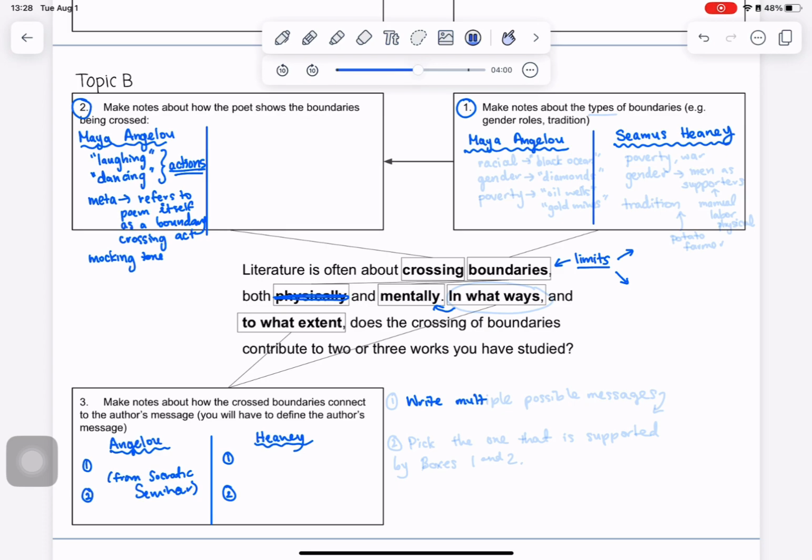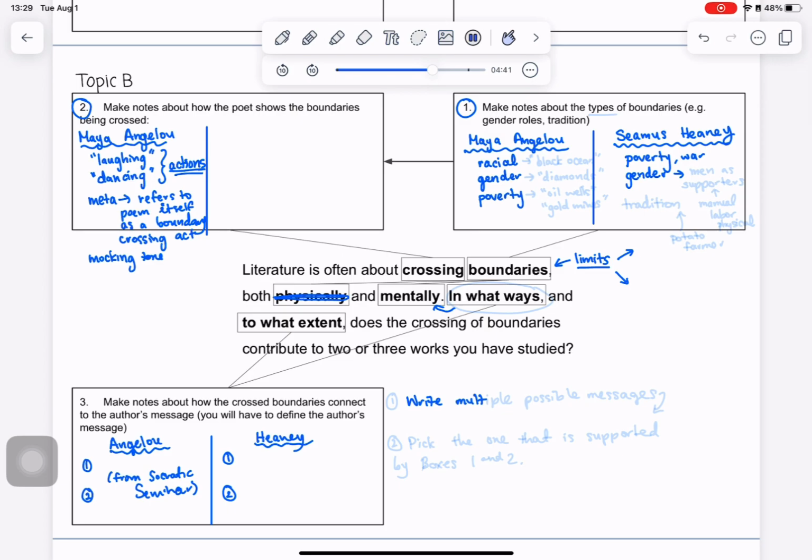Okay, so Maya Angelou, some of her boundaries are racial limits. Some of them are gender-based. Sometimes, if you dig deep, she's got poverty. She grew up very poor. And Seamus Heaney grew up in Northern Ireland. I'm pretty sure he grew up during what they call the Troubles, which is when Northern Ireland was very, very violent, that period of time in Ireland. So we have poverty and war, limitations of gender.